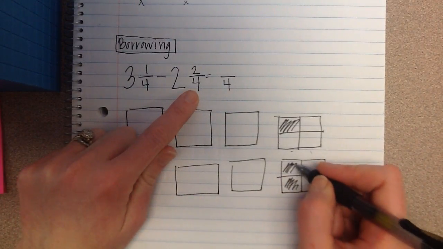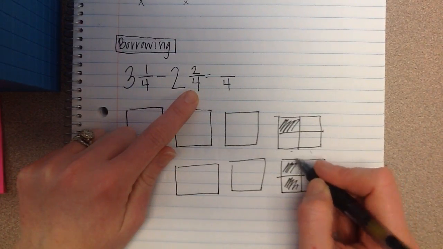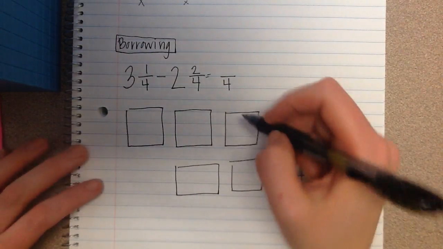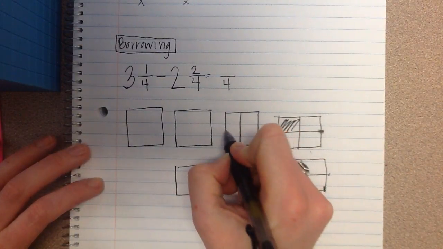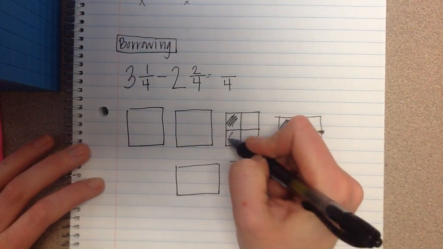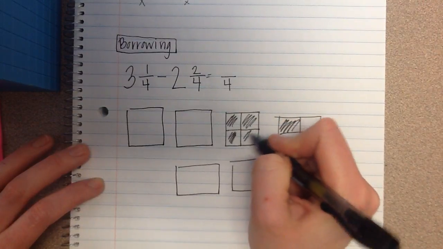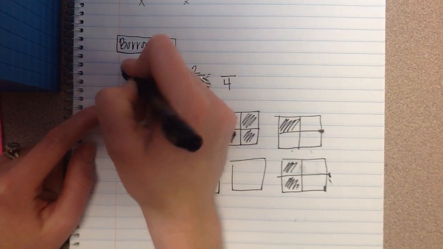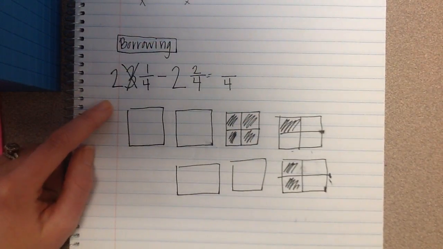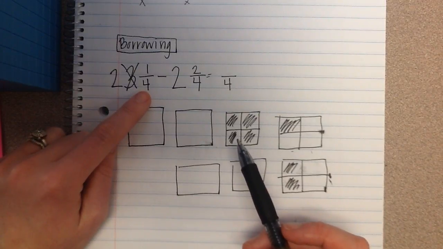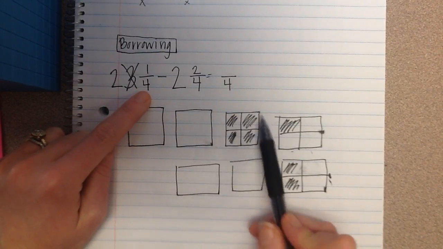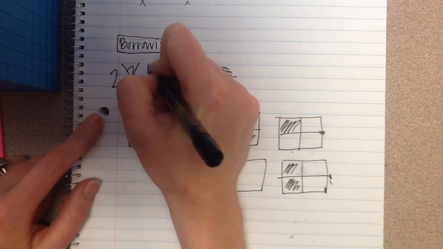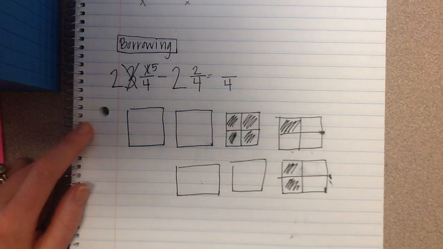I cannot take 2 away, because if I take 2 away, they don't have 2, they only have 1 to take away. So I'm going to have to break this one down into fourths. And because I had to break this one down into fourths, this becomes a 2. Now I'm going to say, because 4 is how many it takes to make a whole, 4 plus what I had already, 1, so that means this becomes a 5.